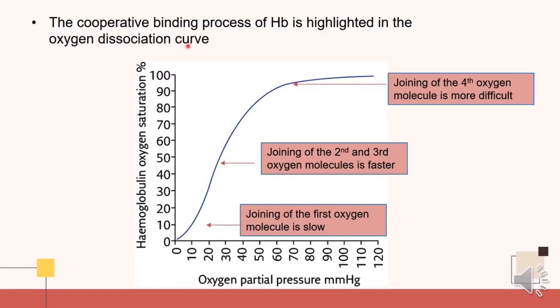The cooperative binding process of hemoglobin is highlighted in the oxygen dissociation curve. This is the oxygen dissociation curve. This represents the joining of the first oxygen molecule, which will be slow, and the joining of the second and third oxygen molecules is faster, and joining of the fourth molecule is more difficult.